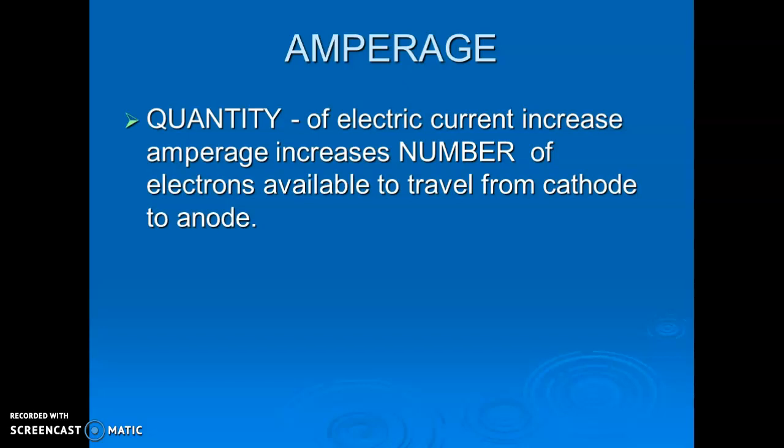So if you're increasing the number of electrons available to travel in that cathode stream over to the anode, that changes how many electrons hit the target. In turn, that changes how many X-rays are made. So more electrons gives you more X-rays. Fewer electrons give you fewer X-rays. And that's controlled by the amperage of the machine.